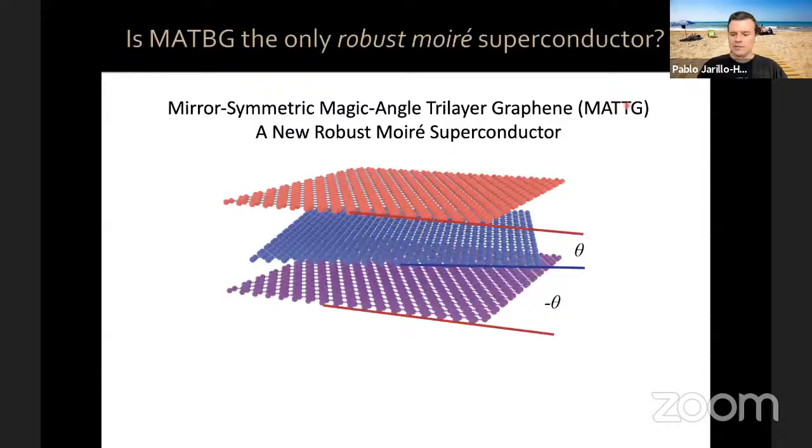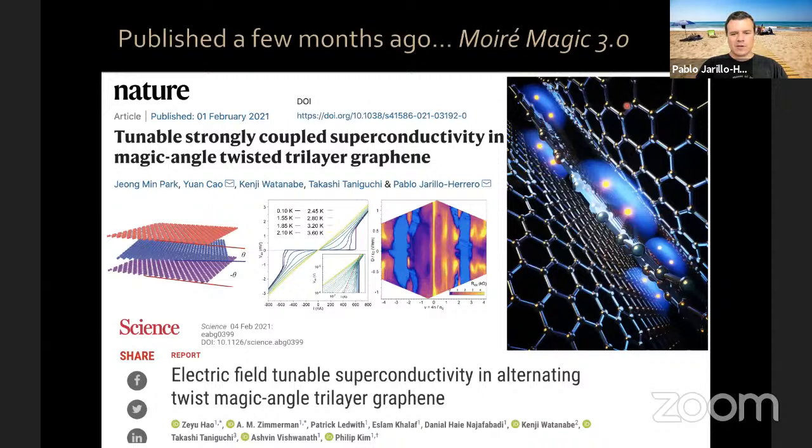So this was published a few months ago, both the group of Philip Kim and my group, in back-to-back papers on the same week in Science and Nature. We reported the discovery of a new Moiré superconductor, magic angle twisted trilayer graphene. It's a much more tunable superconductor than the bilayer case, and to some extent is also quite a bit more interesting, as you're going to see today.